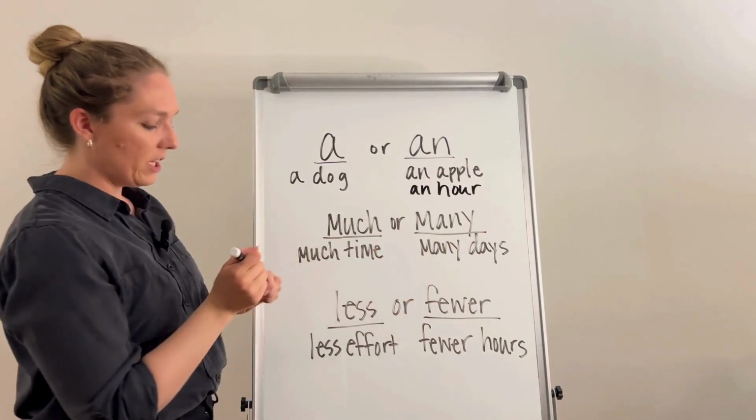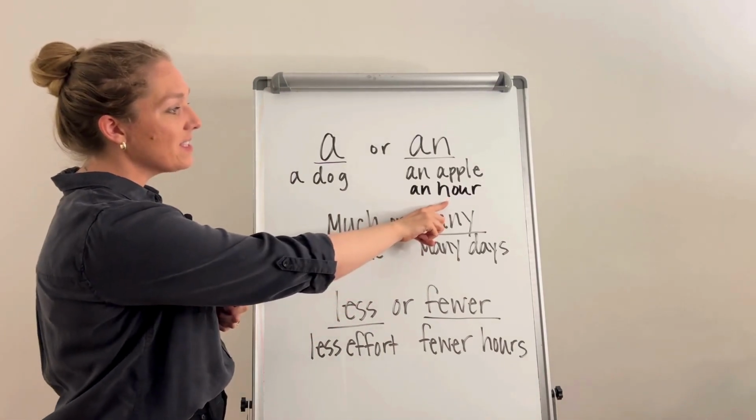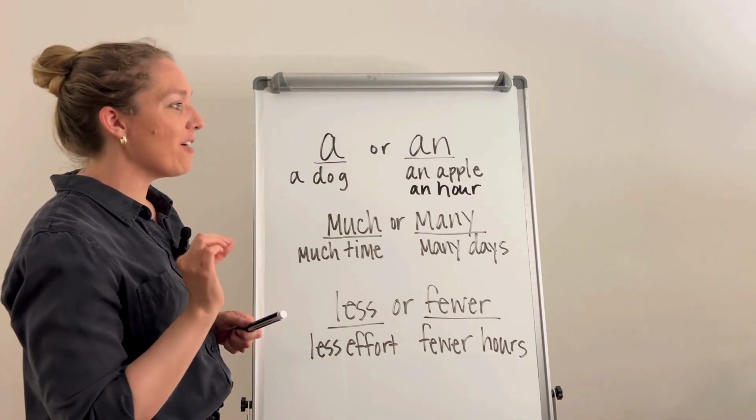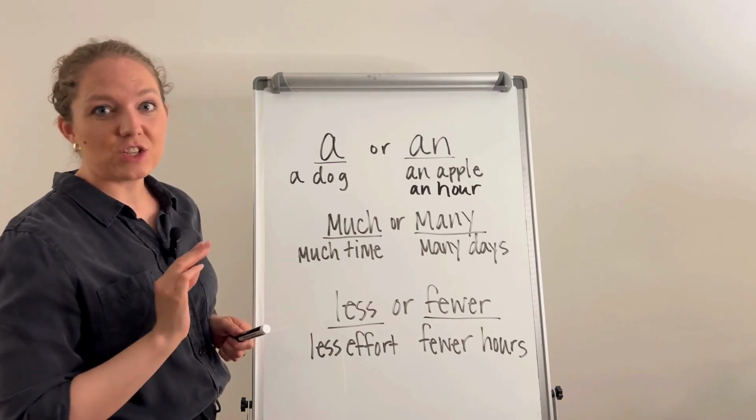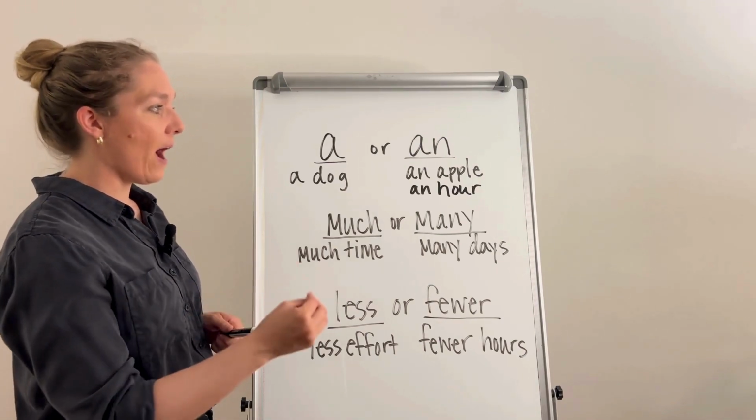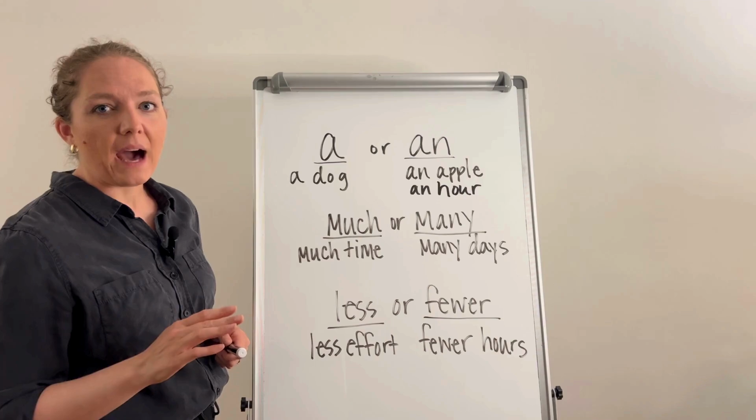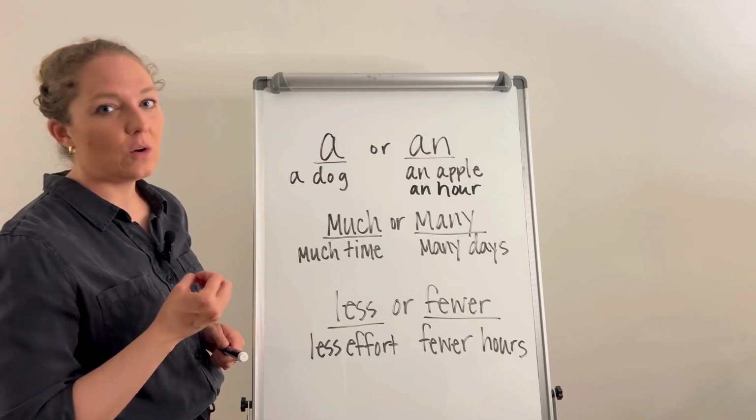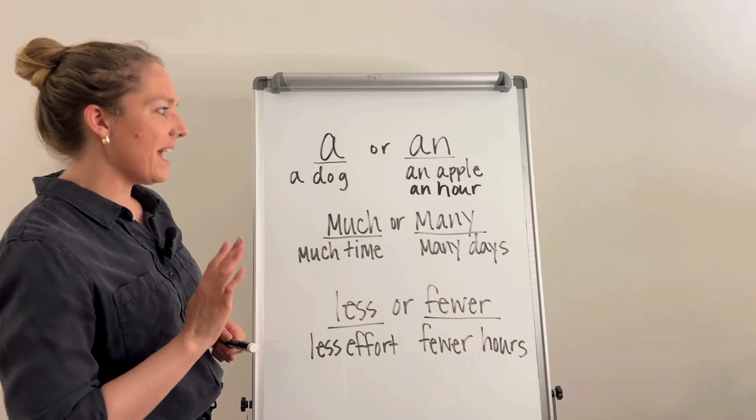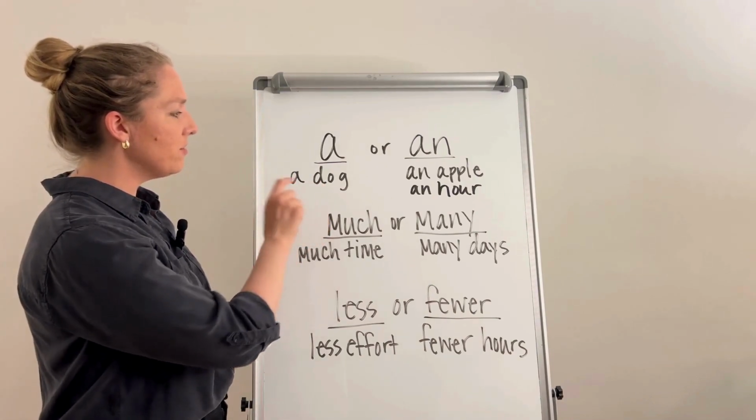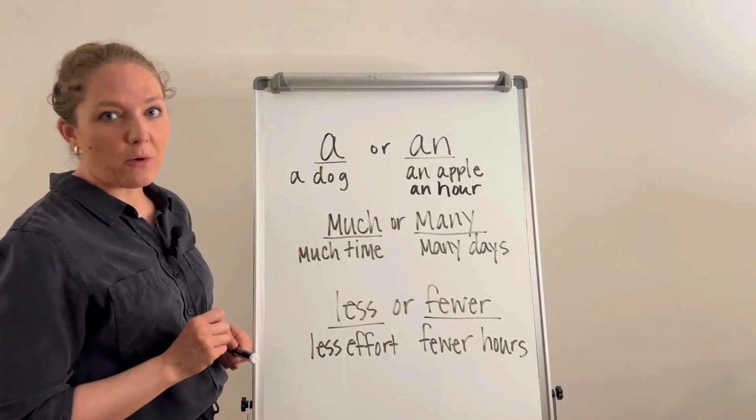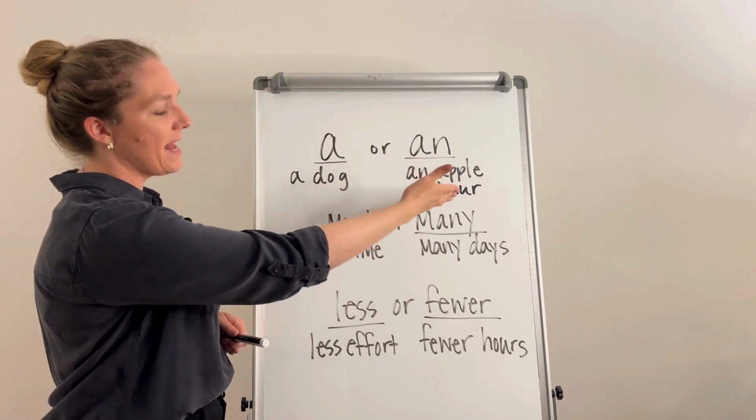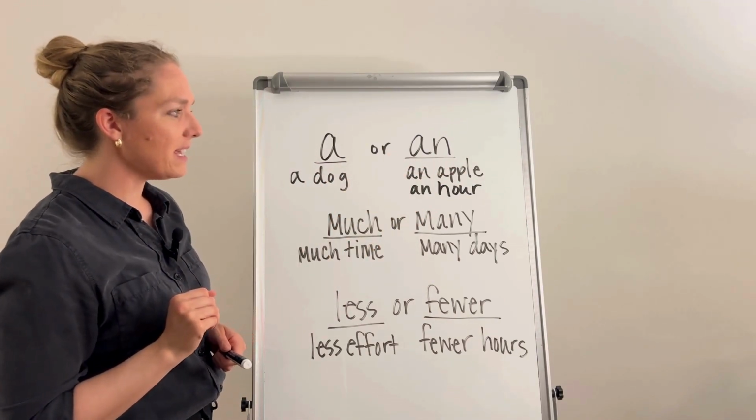an hour, an hour. This word starts with a consonant, but it has that vowel sound because the H is silent. So an hour. So we don't just go by when a word starts with a consonant or a vowel, but it has to have that consonant sound for a or the vowel sound for an apple. I have an hour before I have to leave.